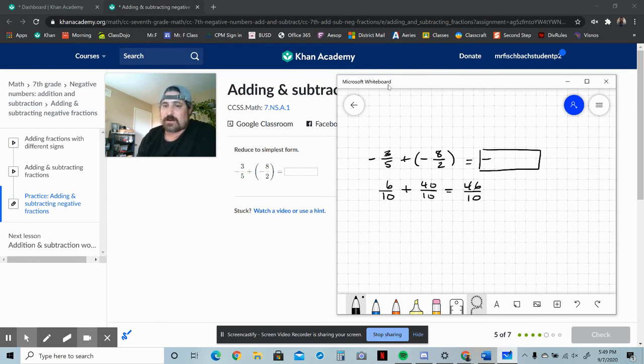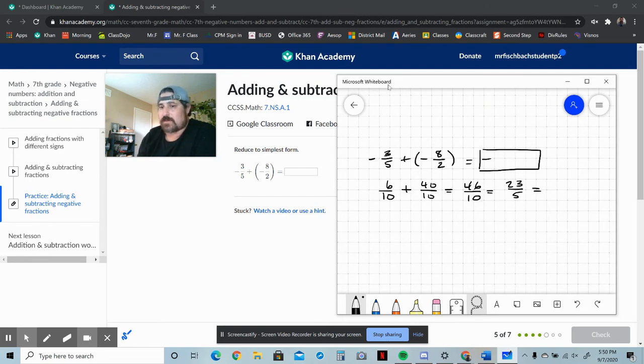So that becomes a total of 46/10. Notice I dropped the sign here because I don't need to worry about it. I know that I'm adding them together. The sign on the answer is negative, right? So we end up with negative 46/10. We can simplify that, though, because you can divide top and bottom by 2, and you get 23/5.